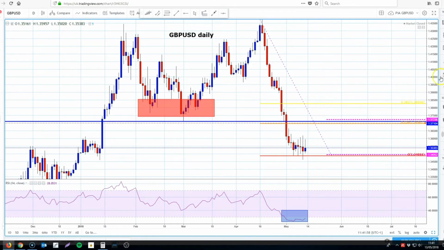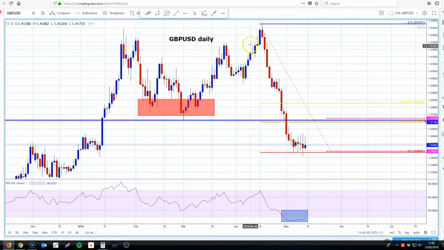23.6% pullback level. The fact that we've had such a strong sell-off normally highlights as well that any corrections that we get to the upside are limited. So 23.6 is probably going to be the Fibonacci retracement level to focus on this week.